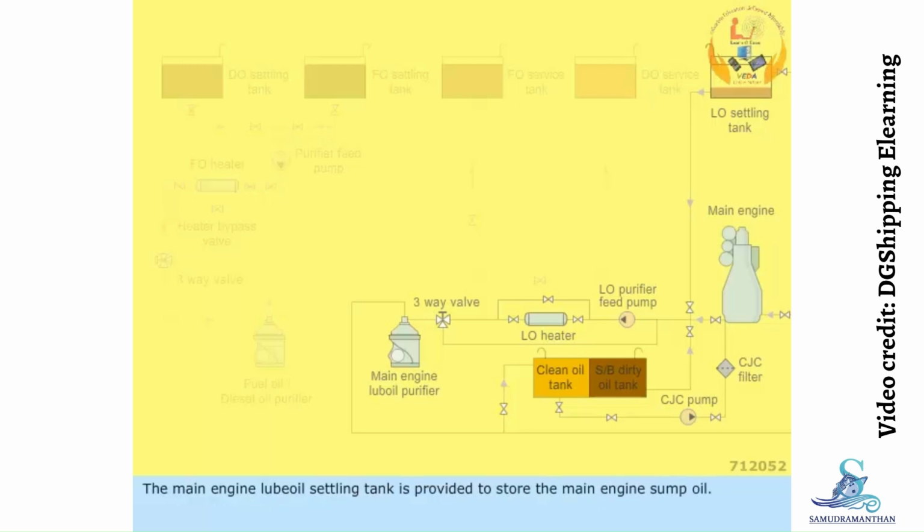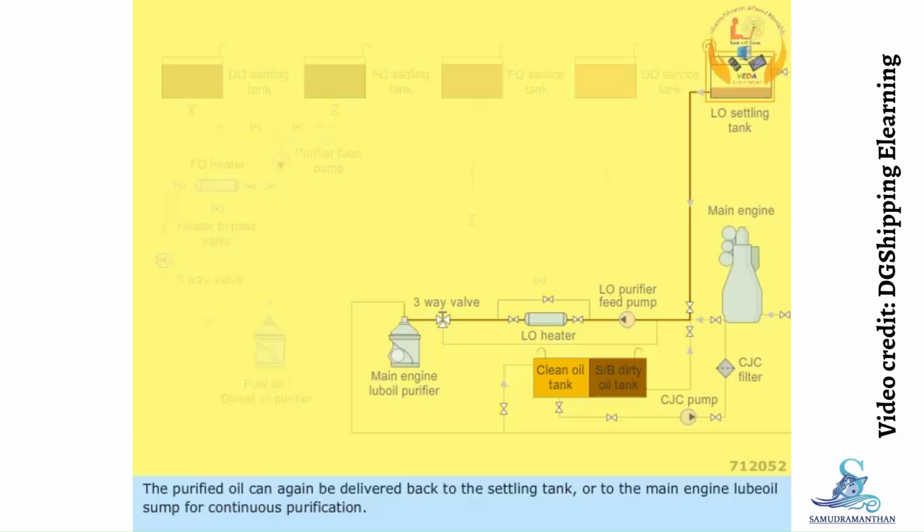The main engine lube oil settling tank is provided to store the main engine sump oil. The feed pump takes suction from the lube oil settling tank and supplies it to the purifier. The purified oil can again be delivered back to the settling tank or to the main engine lube oil sump for continuous purification.